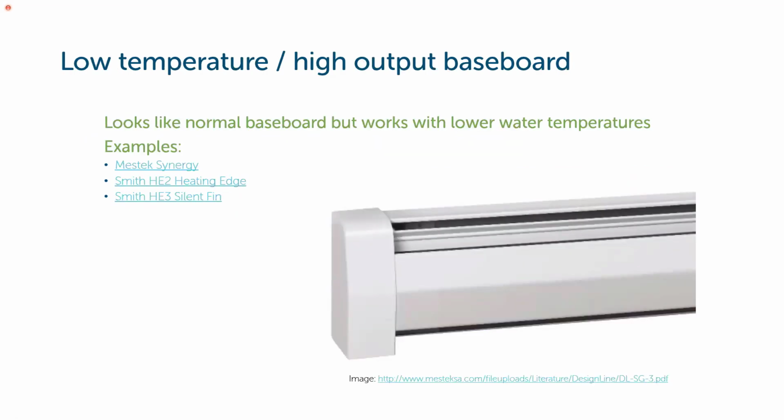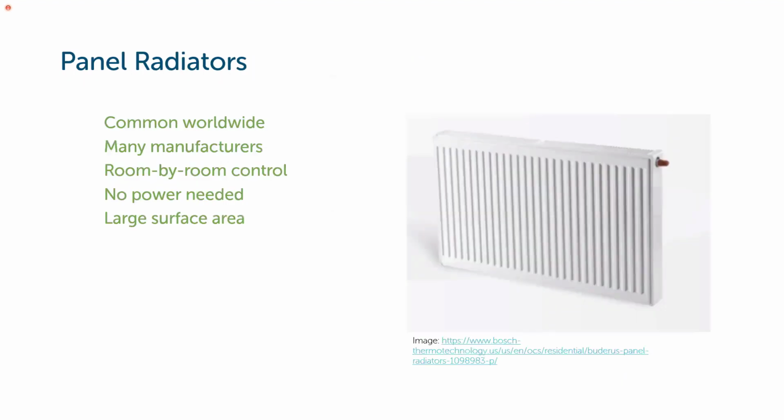So low temperature, high output baseboard is another distribution option. It looks like standard fin tube baseboard, but it works with lower temperatures. There's a lot of equipment readily available on the market that provides this option. Panel radiators are common worldwide. A lot of Europe and Asia uses this type of equipment, so it's not a new technology being put out onto the market. Essentially, you're getting much more surface area to allow that lower temperature water to expose its heat to the room and to the occupants.